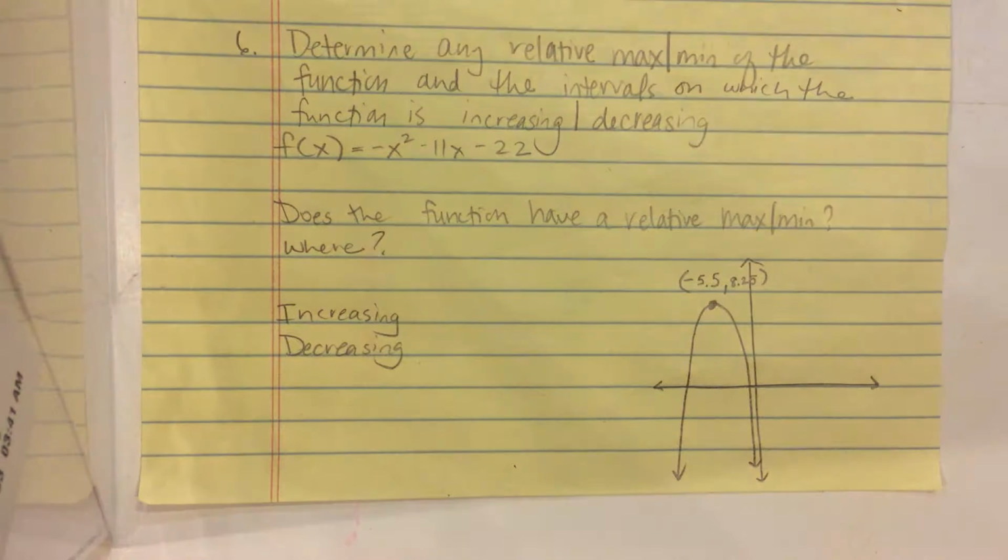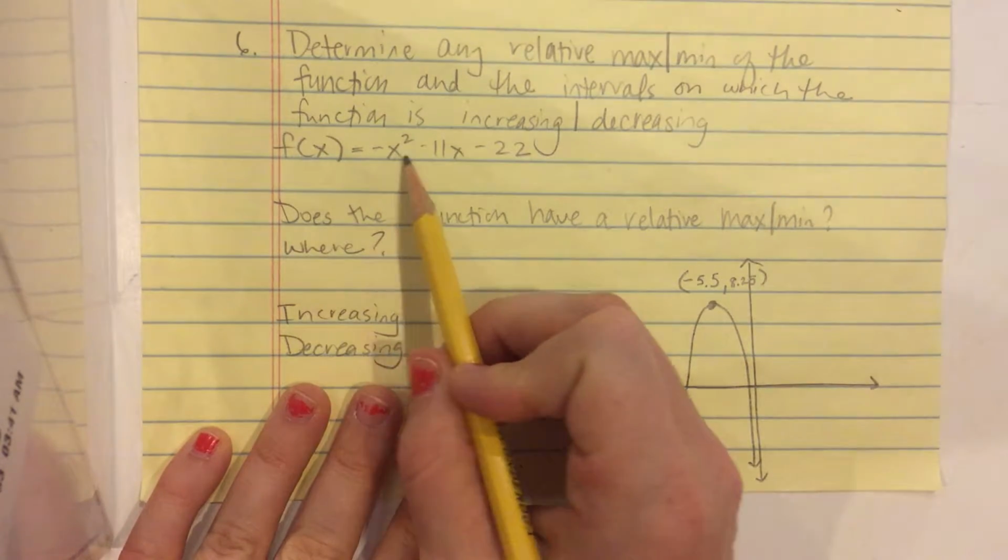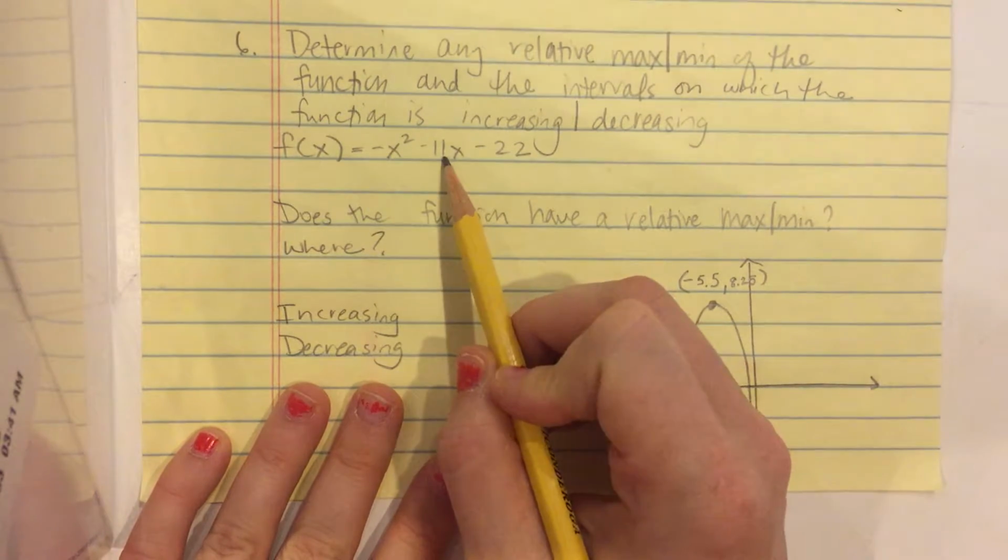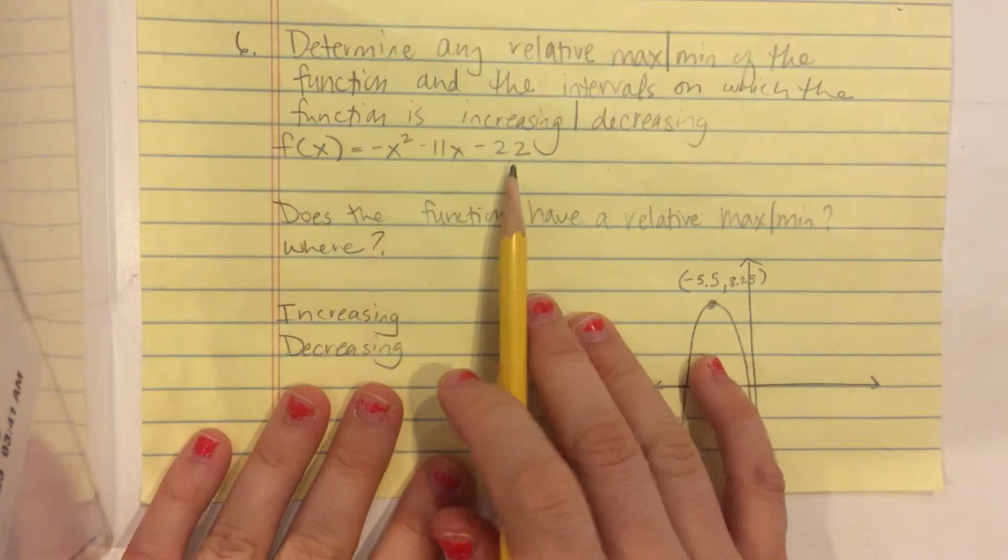Okay, and this is number 6 on 2.1. This is your relative max or min. And they kind of give you a little bit too much information as far as the directions go. They give you the function itself. They say the function is negative x squared minus 11x minus 22. You really don't need to know that information.